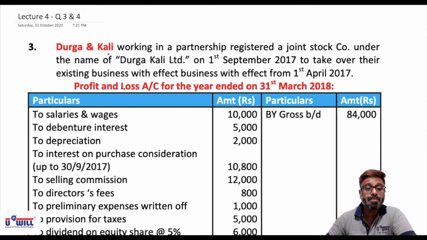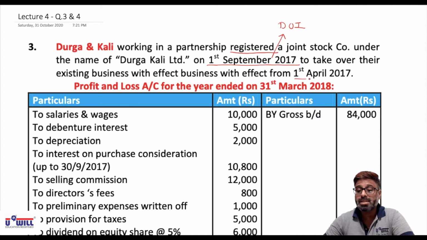Look at Question 3. Durga and Kali working in a partnership registered a joint stock company. Registered means incorporated, okay? A joint stock company under the name Durga Kali Limited on 1st September 2017. Registered on 1st September means that is the date of incorporation. To take over their existing business with effect from 1st April 2017, that is the date of acquisition, and profit and loss account for the year ended 31st March 2018, that is the date of year ending.